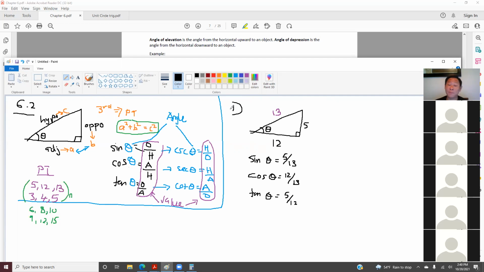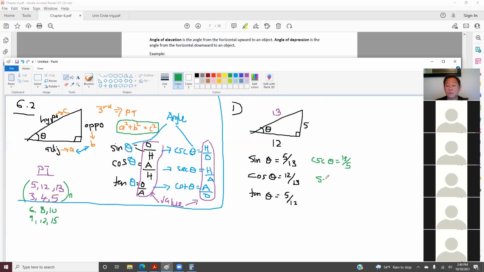This is very important. It looks easy, but you need to know this. And then you need to do the reciprocal of it. So sine, the reciprocal is cosecant theta. So what is cosecant theta in this case? 13/5. So flip this, 13/5.